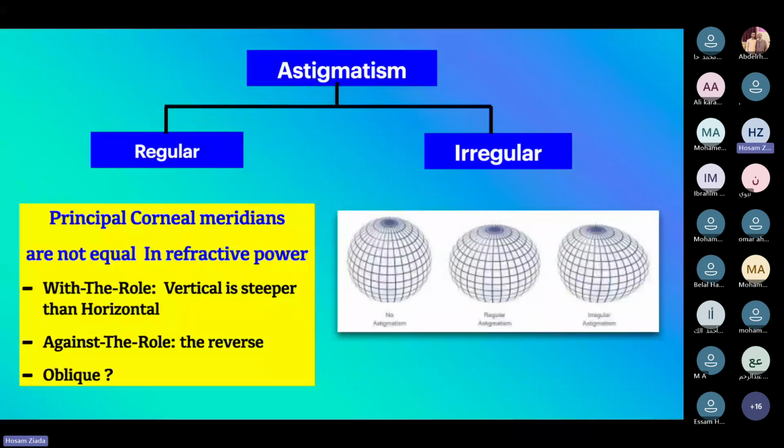So it's called a toric lens. Toric lens means that it's not totally convex or totally concave, maybe both together to form what's called a toric lens. So the correction is a cylindrical lens or toric lens.